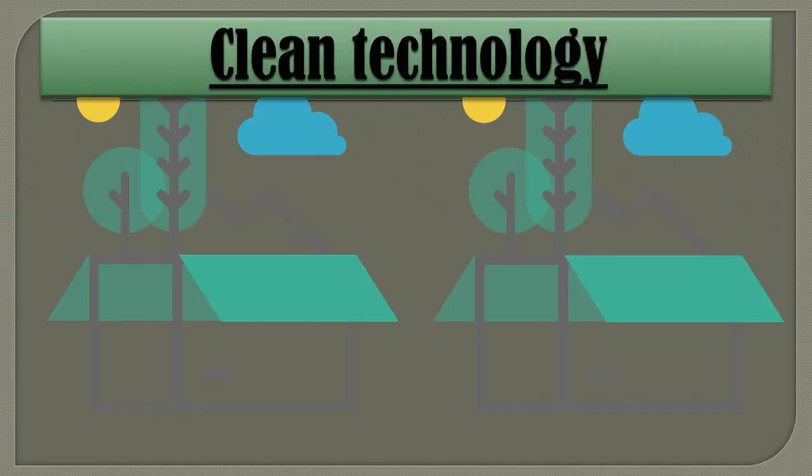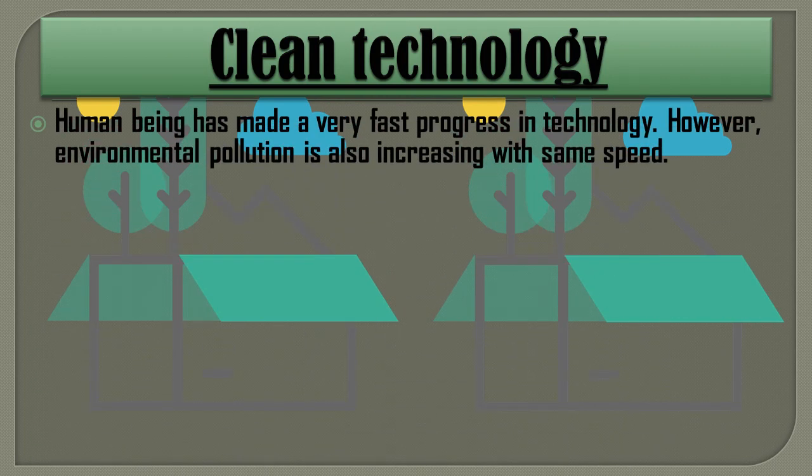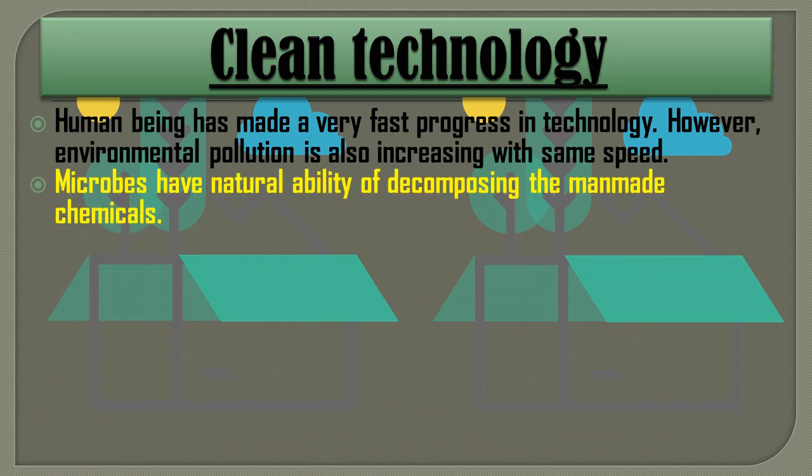Alright, so our first topic in this session is clean technology. Human beings have made very fast progress in technology. However, environmental pollution is also increasing with the same speed. Now let us see the ways of control over air, soil and water pollution with the help of microorganisms. Microbes have the natural ability of decomposing man-made chemicals, and hydrocarbons and other chemicals are transformed with the help of this ability. That means a harmful chemical which causes harm to the environment can be decomposed by using microorganisms.